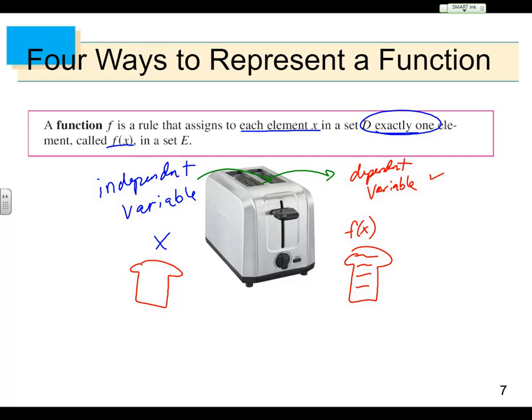Now we're going to get a little bit more specific on this. Everything over here that we're putting into the toaster, everything that is an independent variable, I'm going to call that my domain. Whenever it comes out, it's going to be known as my range. So my toast, everything that is a dependent variable that comes out.